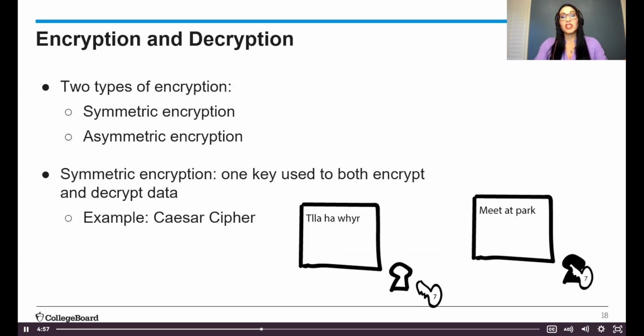There are two types of encryption, symmetric and asymmetric. Symmetric encryption involves one key that the sender and receiver both know, and that key allows a message to be both encrypted and decrypted. An example of this encryption is a Caesar cipher, in which a message is shifted by a certain number of letters. And again, both the sender and receiver know the key, or in this case, the number of letters the message is going to shift.